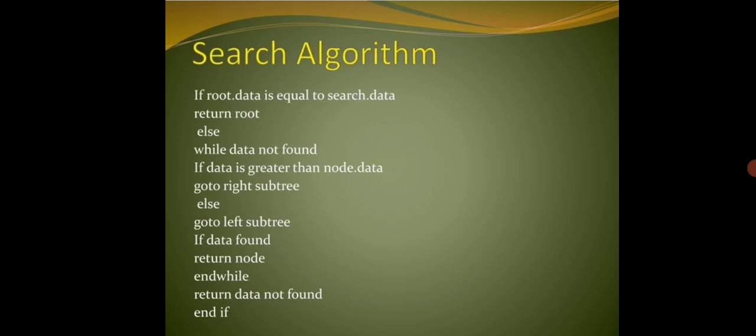Insertion algorithm: if the root is null, then we must create a root node. If the root node exists, then compare the data with the node data until the insertion position is located. If data is greater than the node, the data will go to the right subtree, or else if it is lesser, it will go to the left subtree. End while, insert data.